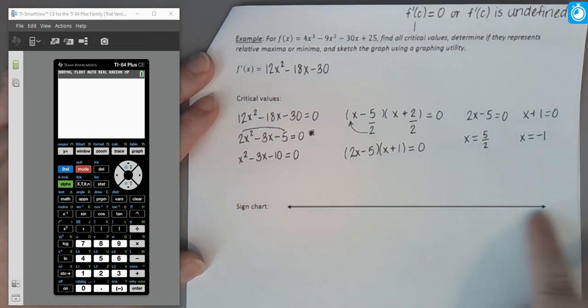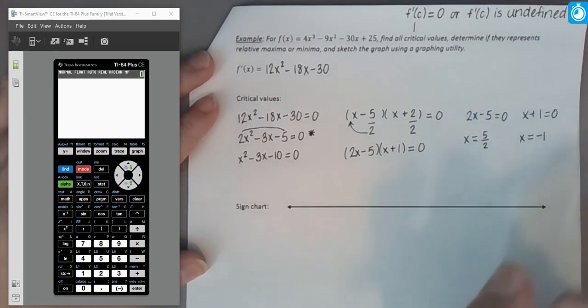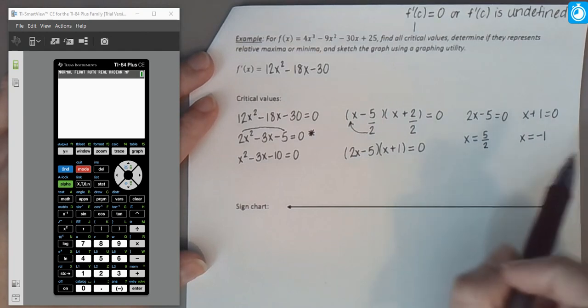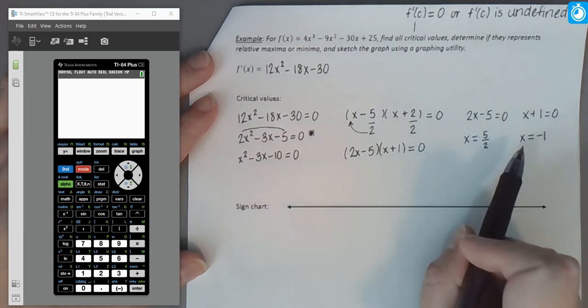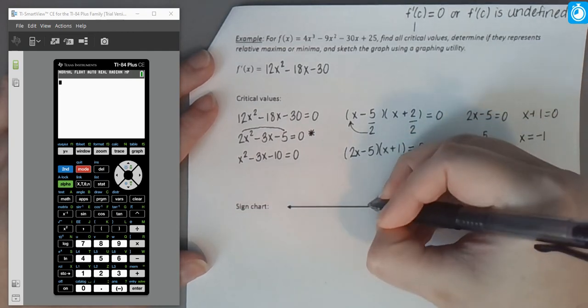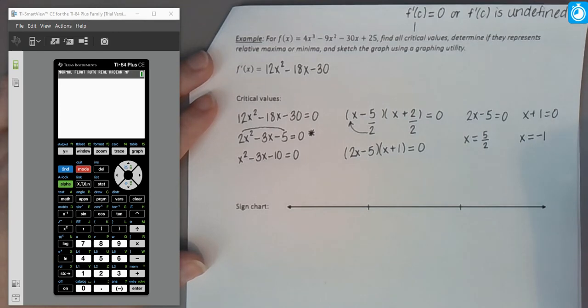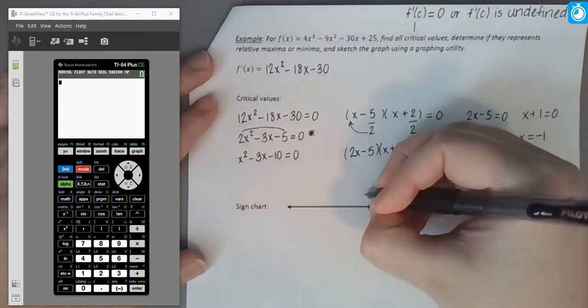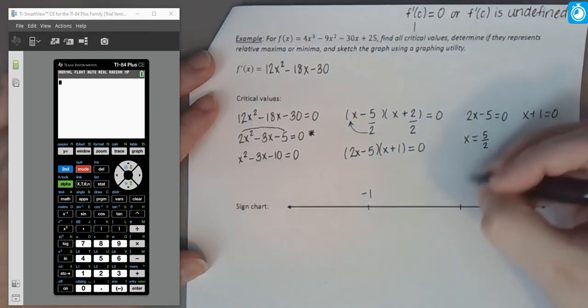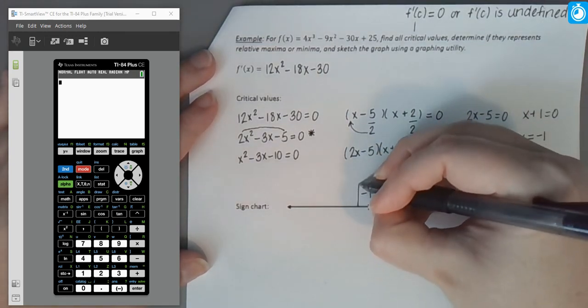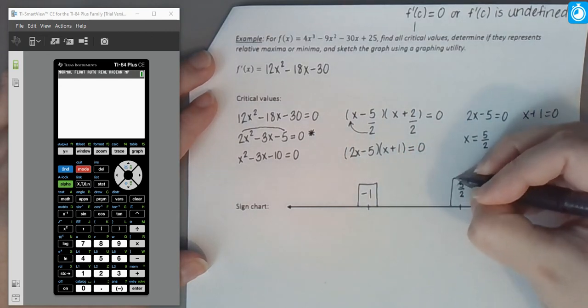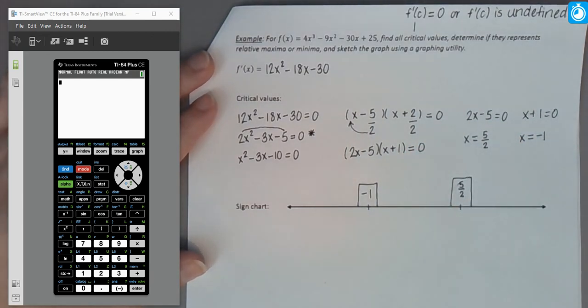Well, we're going to use what we call a sign chart. This is just going to help us organize our information based on these critical values and then the intervals around them. So I'm going to think of this like the x-axis, and I'm going to put my two x values on there. Now make sure they go in order. Spacing doesn't matter, but they do need to go in the correct order. So negative 1 is the leftmost value, and then 5 halves is the value on the right. I'm going to box these in because I'm about to add a bunch of numbers to this number line, and I want to make sure I know what's a critical value and what's not a critical value.